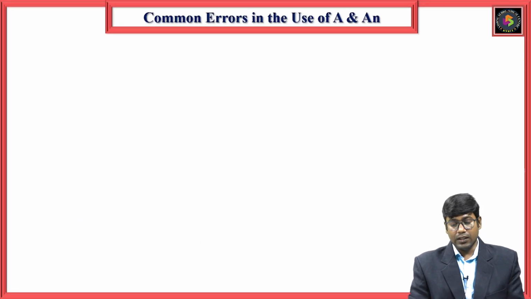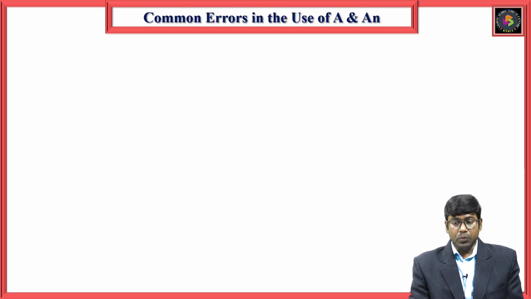So we can understand the uses of a and the. They basically depend on the sounds, not letters. We all know that before this, we know vowels and consonants. We have five vowels: a, e, i, o, u. Those are the vowels, and the rest of the letters are the consonants in English.